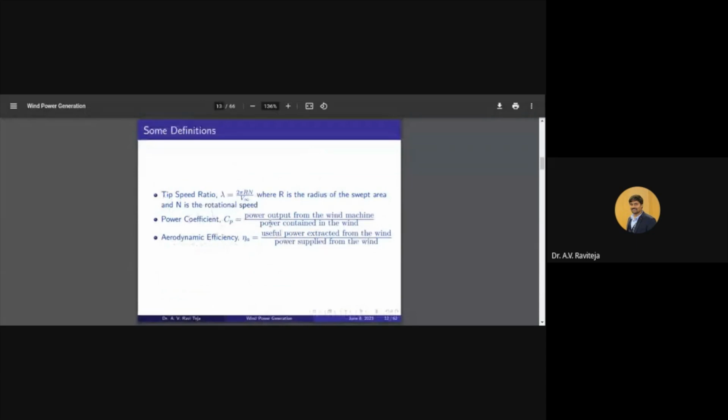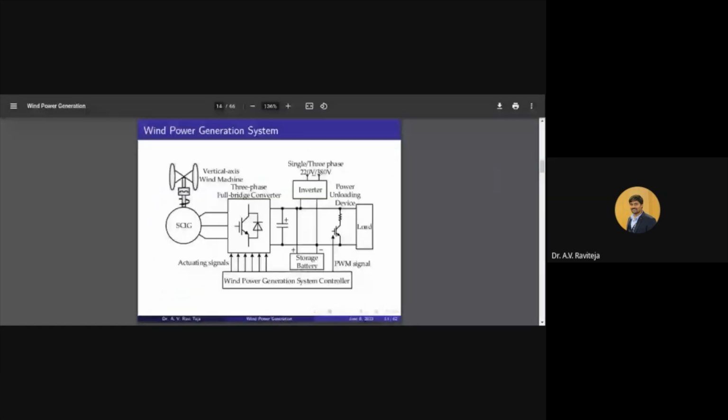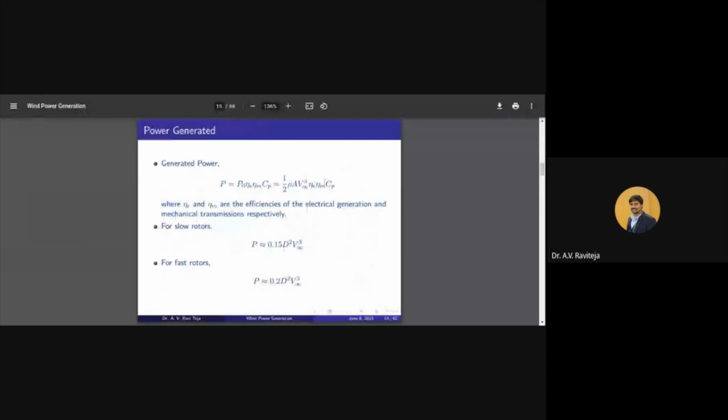So whatever power is available in the wind, not all power will be taken by the wind turbine. How much ratio I am able to take is multiplied first, then the efficiency. So this will give me the total power that is generated. Approximately, for slow rotors and fast rotors, an empirical relation is given based on the diameter of the swept area and V infinity, that is the free wind velocity.